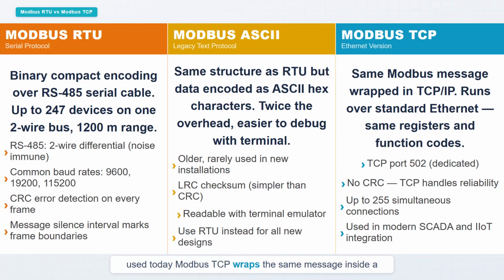Modbus TCP wraps the same message inside a standard TCP/IP packet and sends it over an Ethernet network. The register addresses and function codes are identical between RTU and TCP, only the transport changes. Modern plants often use Modbus TCP to integrate field devices into their Ethernet infrastructure without changing the device firmware.